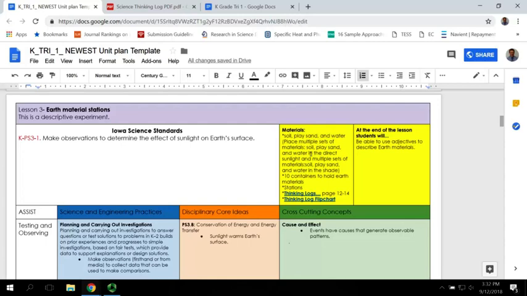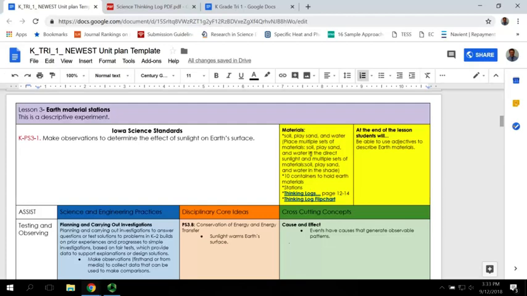You would probably want to have multiple trials of this, because at the end this is a descriptive experiment, and you're not gonna really measure with temperature or anything. They're just gonna touch it and they're gonna see if it feels warm or cool. So if all of the students are touching them, once you get towards the end, even that sand or soil that is sitting in the shade will probably warm up from the heat transfer from their hands.